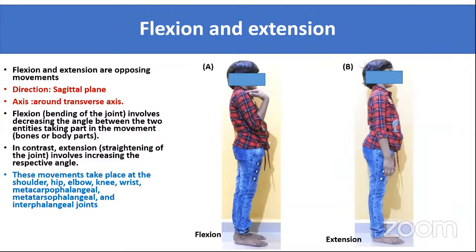The metatarsophalangeal joint is the same, with respect to the foot. Interphalangeal joints: within the fingers, except for the thumb or big toe, the other fingers consist of three phalanges. So the joint between two phalanges is called the interphalangeal joint.